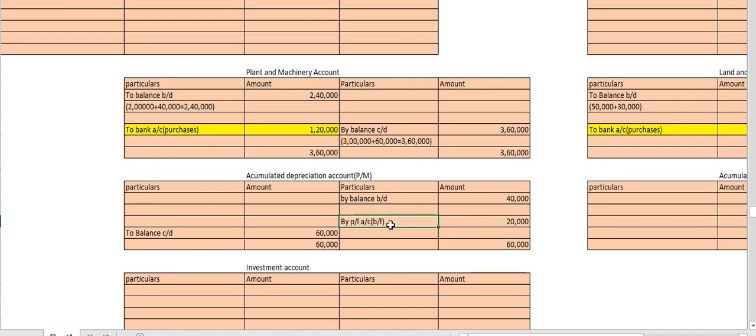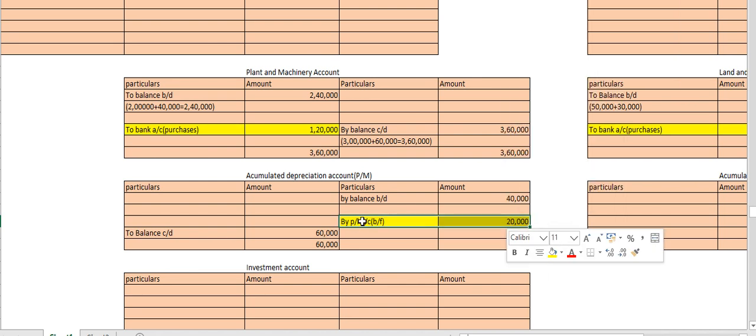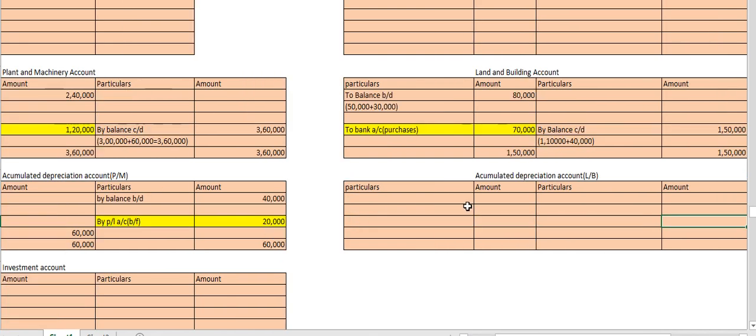So this balancing figure, which is 20,000, is for the current year, which will be transferred to your profit and loss adjustment account. Now the accumulated depreciation for land and building, here also it will be by balance brought down.